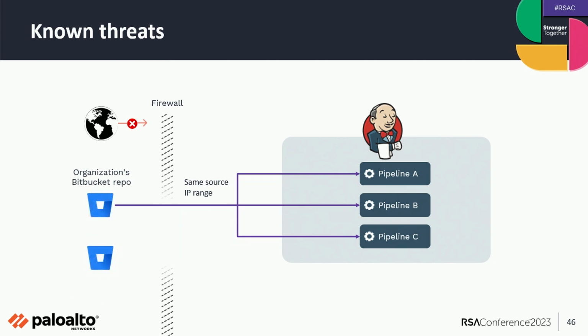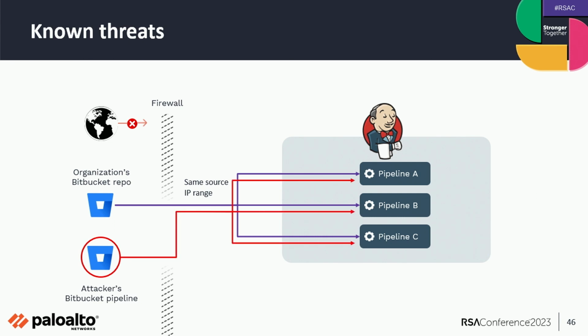And last example, let's talk about Bitbucket. Bitbucket has the same configuration. It uses the same source IP range for its webhook service and the Bitbucket Pipelines service, so we can create a different organization and basically attack those same Jenkins instances.